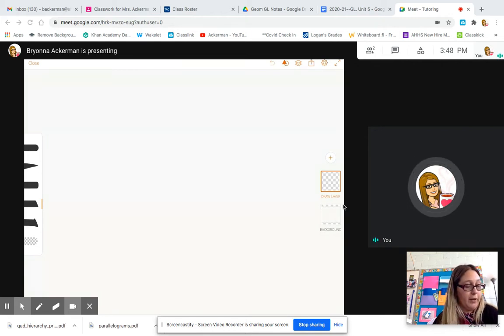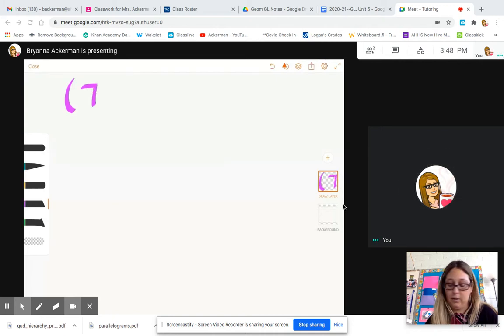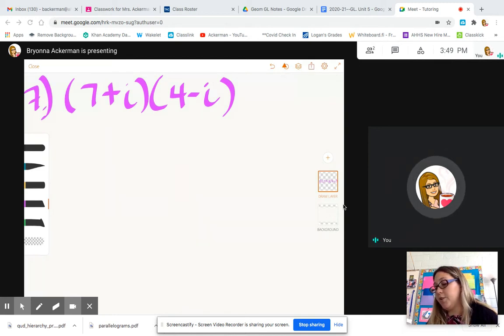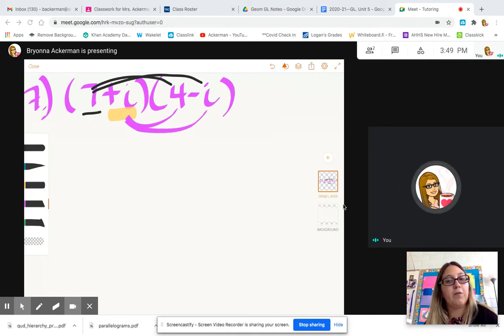Some other teachers call it the box method, or others just talk about distributing 4 times. Whichever works for you. So in this case, we have 7 plus i times 4 minus i. So this is number 7. What we need to do is make sure that this 7 gets multiplied to both of the numbers in the other parenthesis. And then we need to make sure that this i also gets distributed to both of the numbers in the other parenthesis. So that's 4 different multiplications that you're doing.